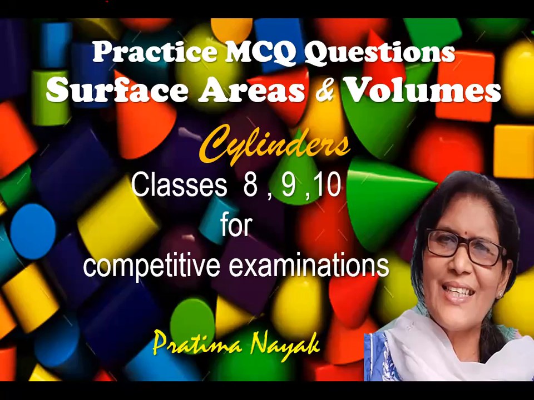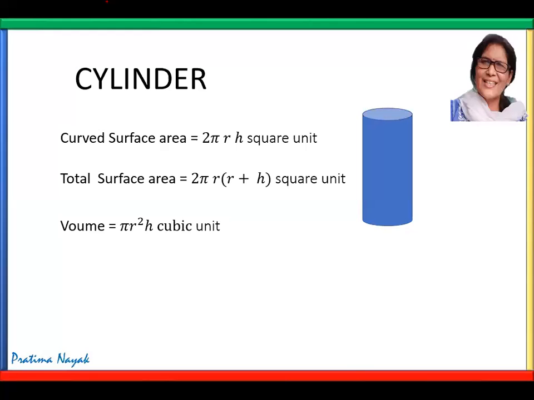So let us begin. So this is about formulas. We have to refresh our memory. One is your curved surface area, which is 2 pi rh square unit. Total surface area is 2 pi r into r plus h square unit. Volume is pi r square h. So this is a cylinder.